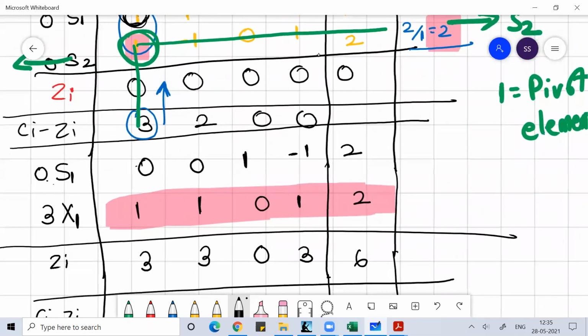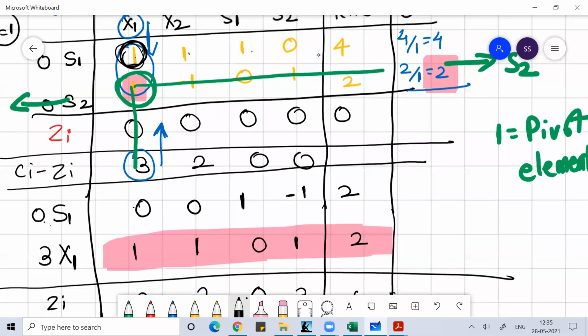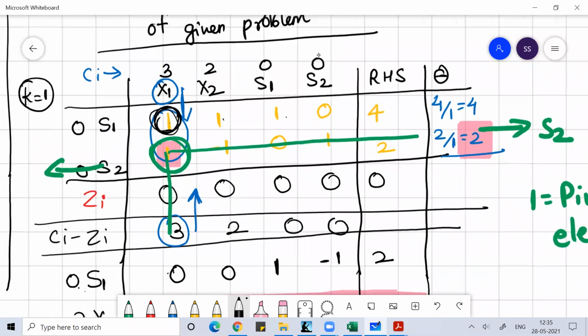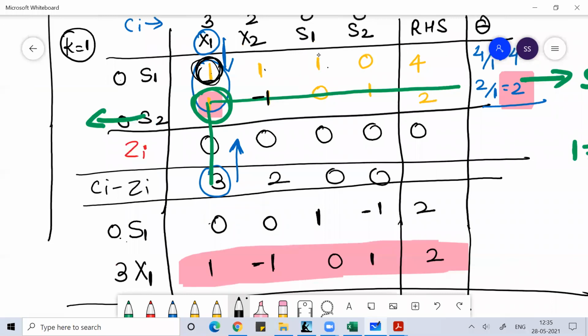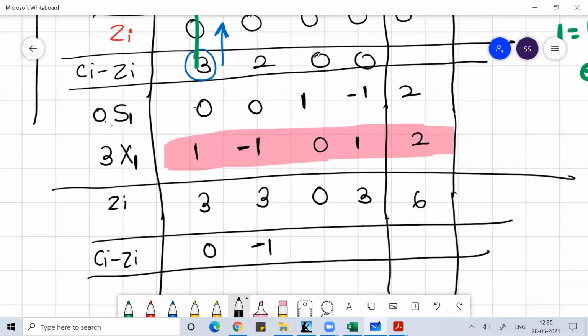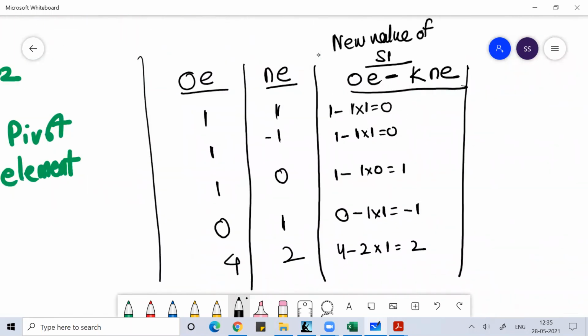So this is S1, 1 minus 1. Okay, sorry, this was minus 1. Because I wrote with yellow color, it became invisible. This is minus 1, this is 1. So this would be 1 minus 1 into minus 1, so this would be 2.